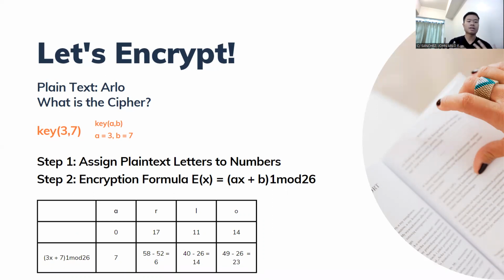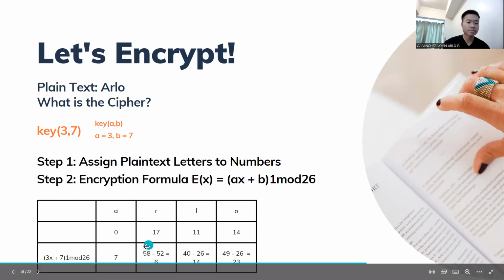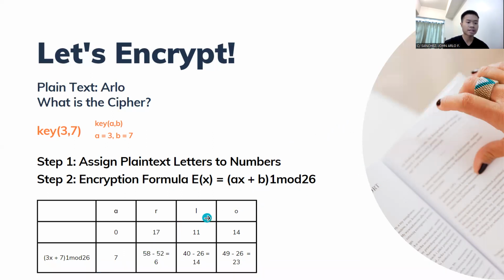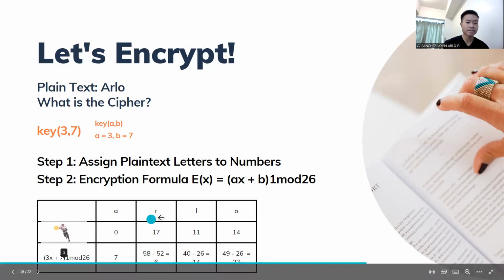Modulo 26 is all about having the remainder after dividing by 26. The reason why we use 52 is because 52 is a multiple of 26. So 58 subtracted by 52 is equal to 6. So the number we actually get is 6. How about this? 3 multiplied by 11 plus 7 is 40. 40 subtracted by 26 is 14. And we do the same thing with O. So the numbers we have are 7, 6, 14, and 23.